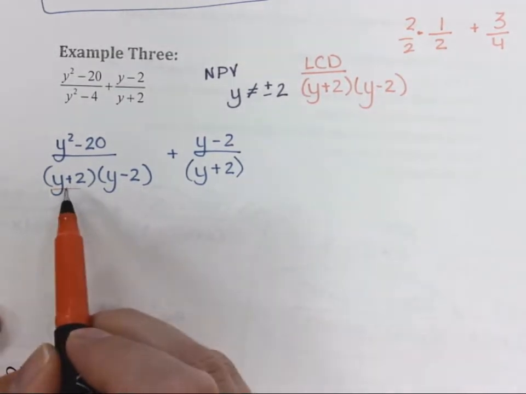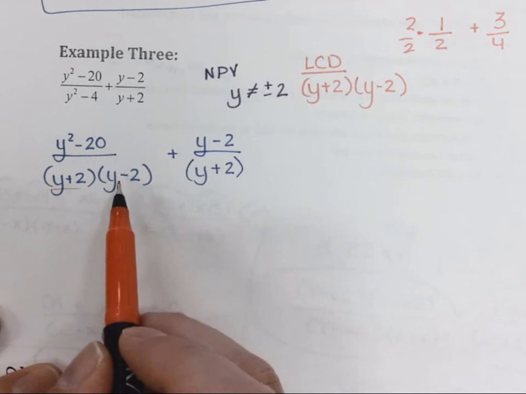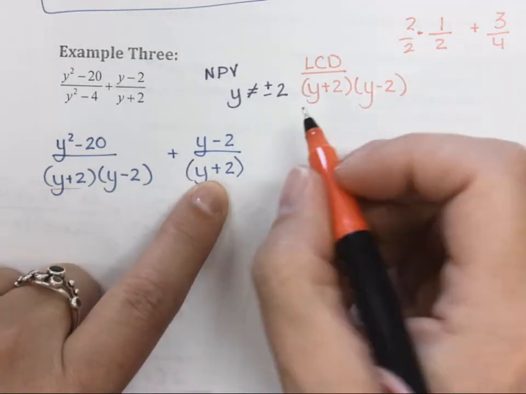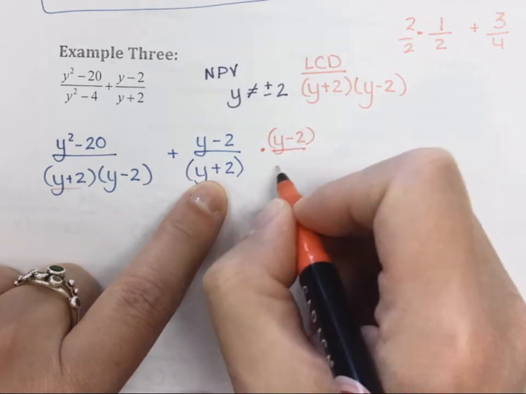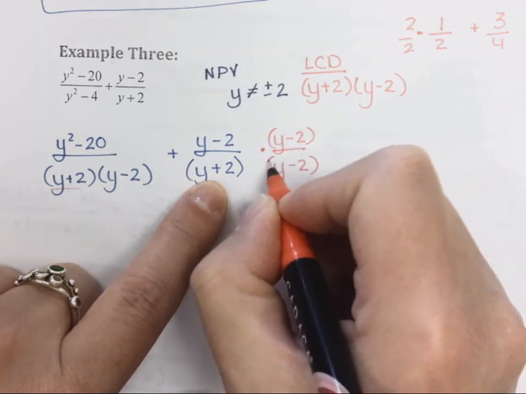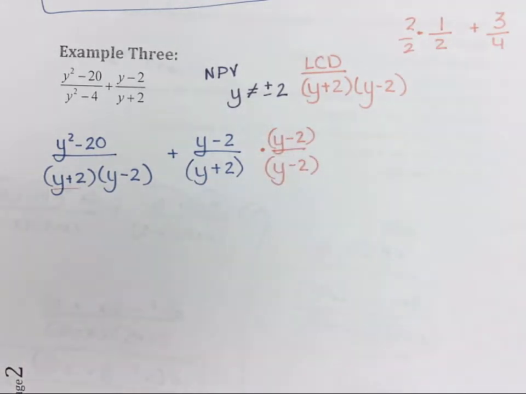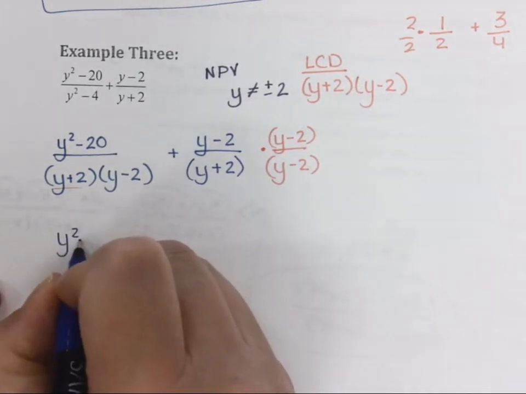So this has the LCD, so I'm not touching it. This one only has the y plus 2, so it's missing the y minus 2. All right, so I'm going to multiply everything in. I'm trying to pick pens here. So there was nothing to do on this one.